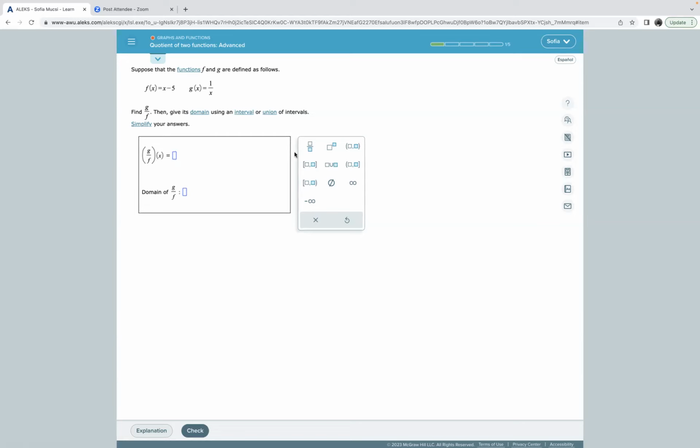You can't write it that way though. So the way you'll write it is a 1 in the numerator, and then on the bottom, it's gonna be x(x - 5). Okay.